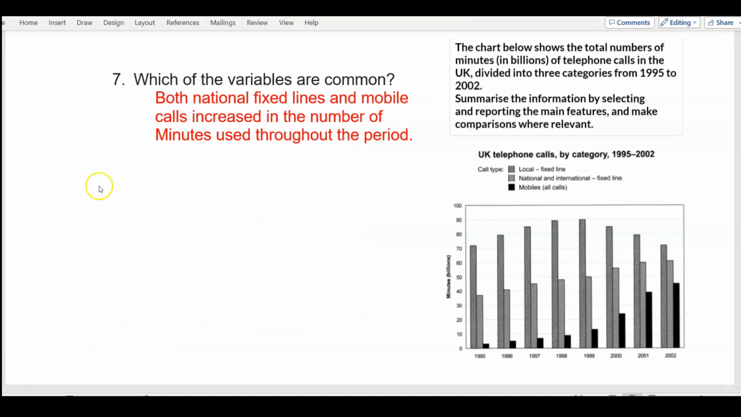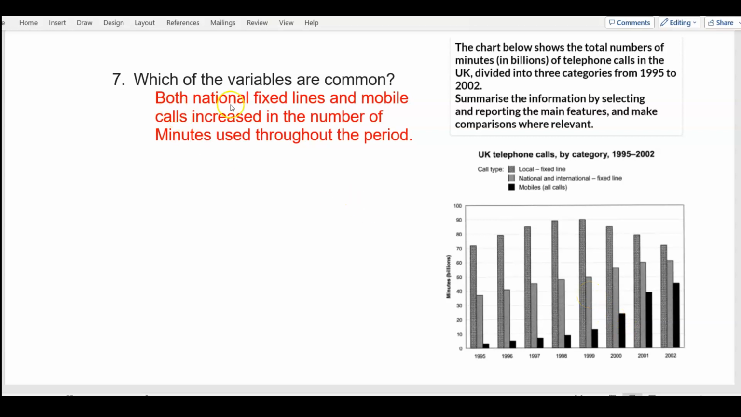Our next question is, which of the variables are common, or which of them have similar trends? As stated, similar trends mean that they have a common way of moving, whether going down or coming up. If you check, it's only the local fish line that is different. Both national and mobile calls increased, right? They have an increasing number of people using them and minutes spent on them. So we can see that these two, the national and the mobile, have a common trend.